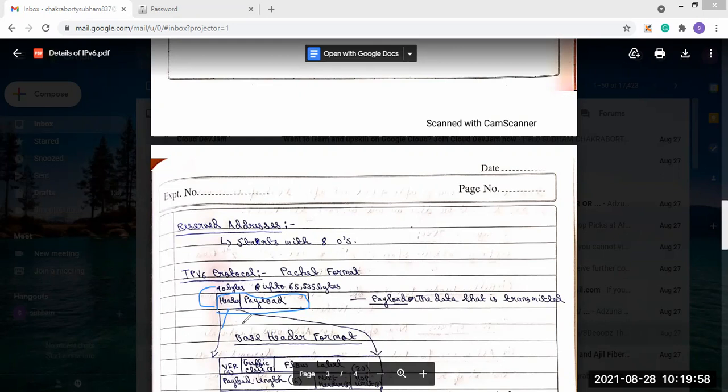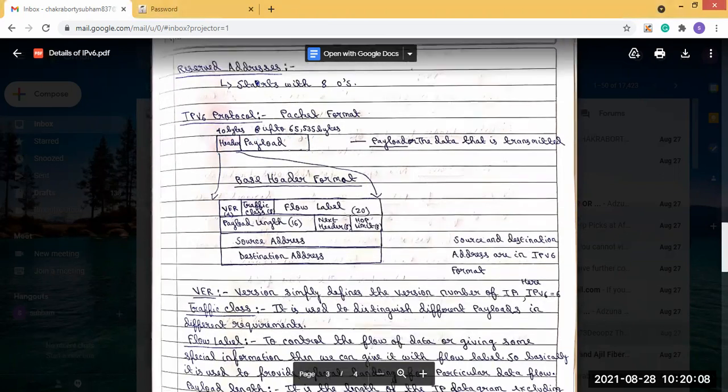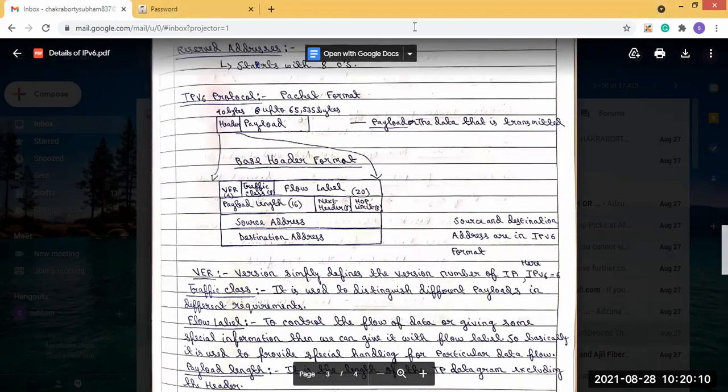We can also call this the base header. Now, in the packet format, we will see how this will be divided. This base header format looks like this. In the base header, multiple fields are present.